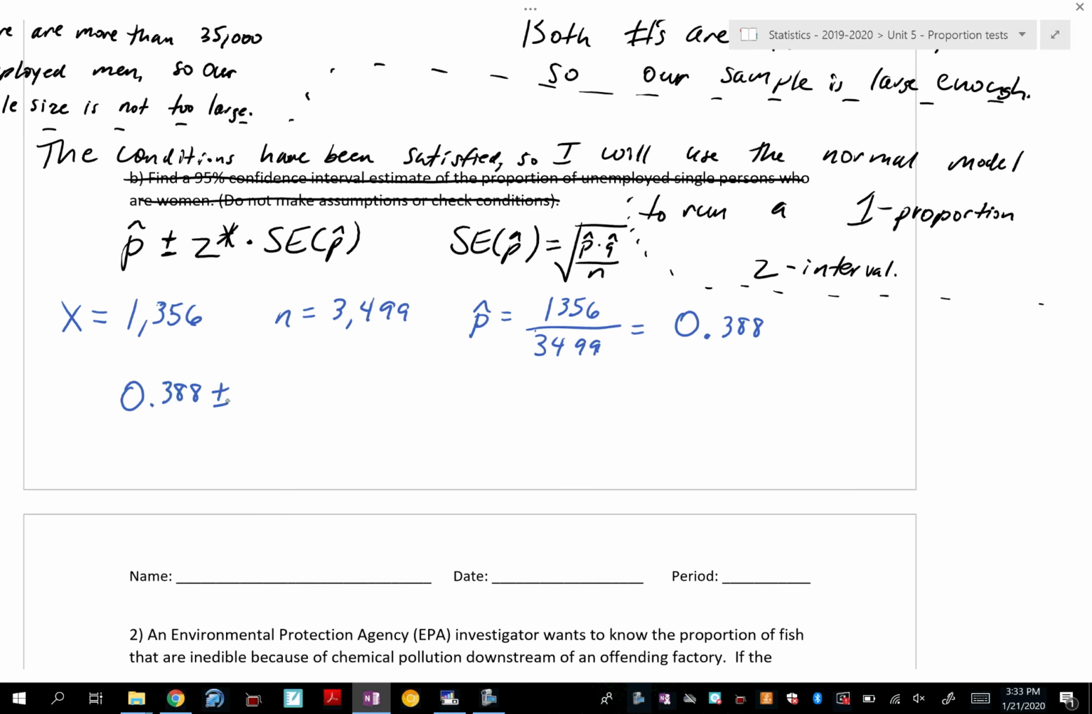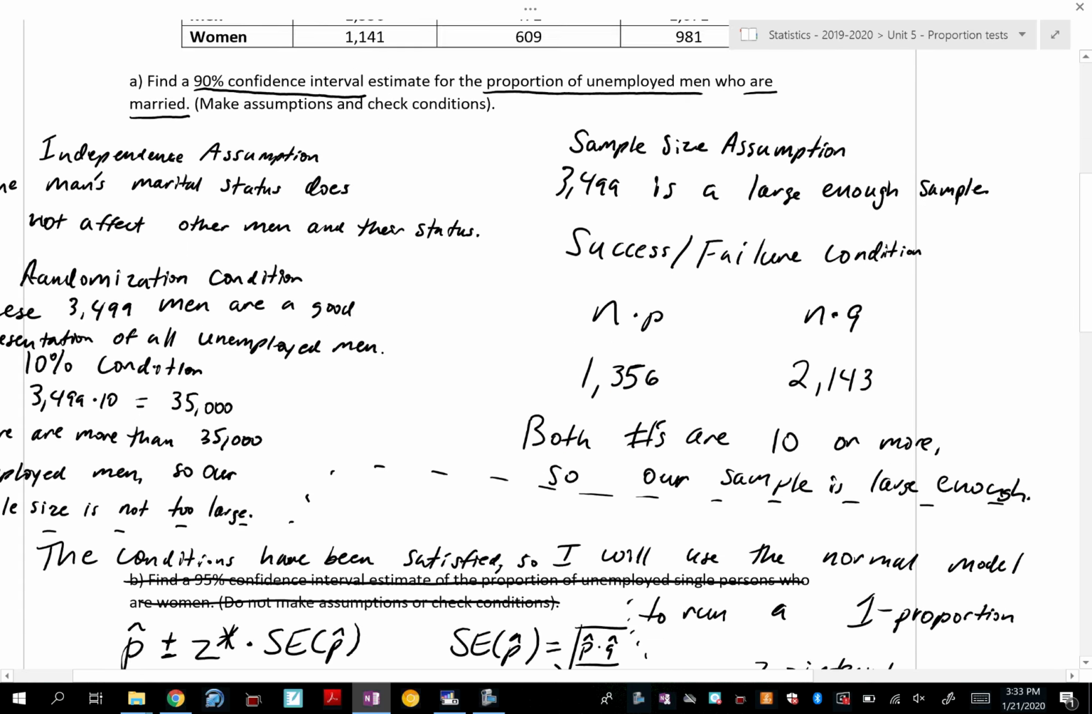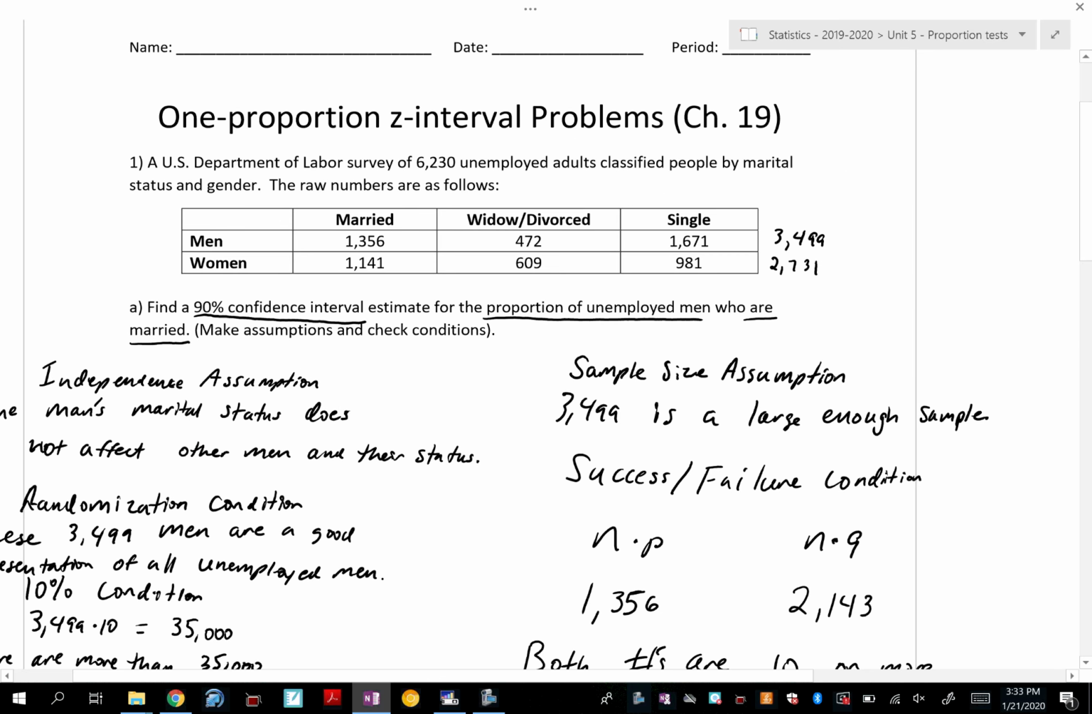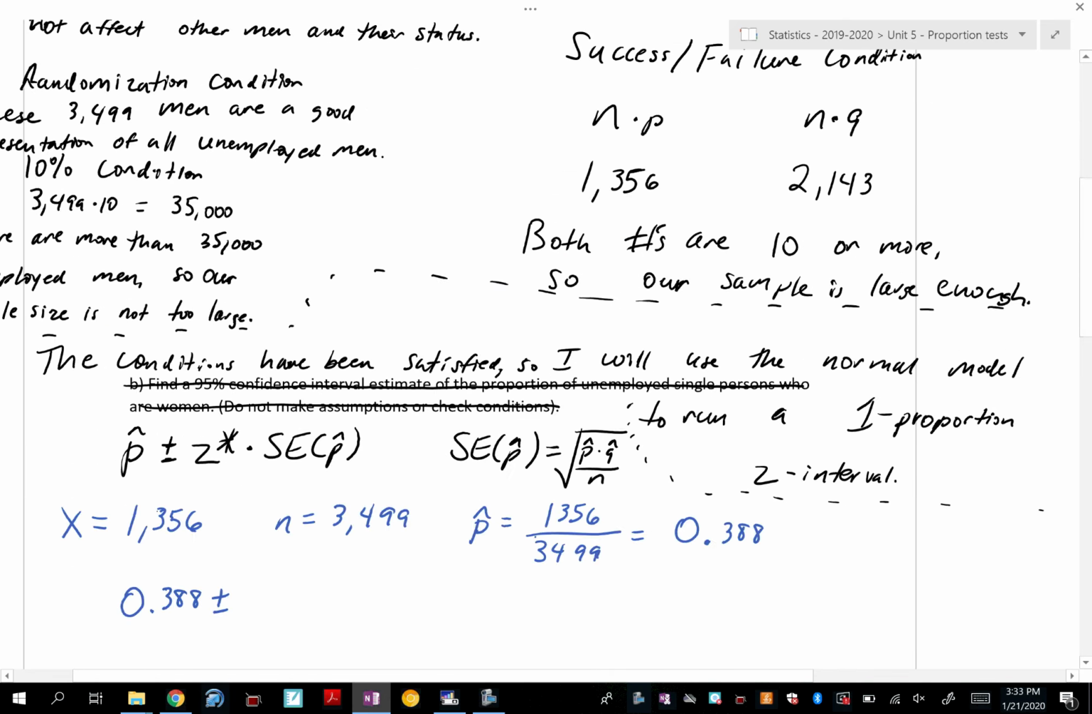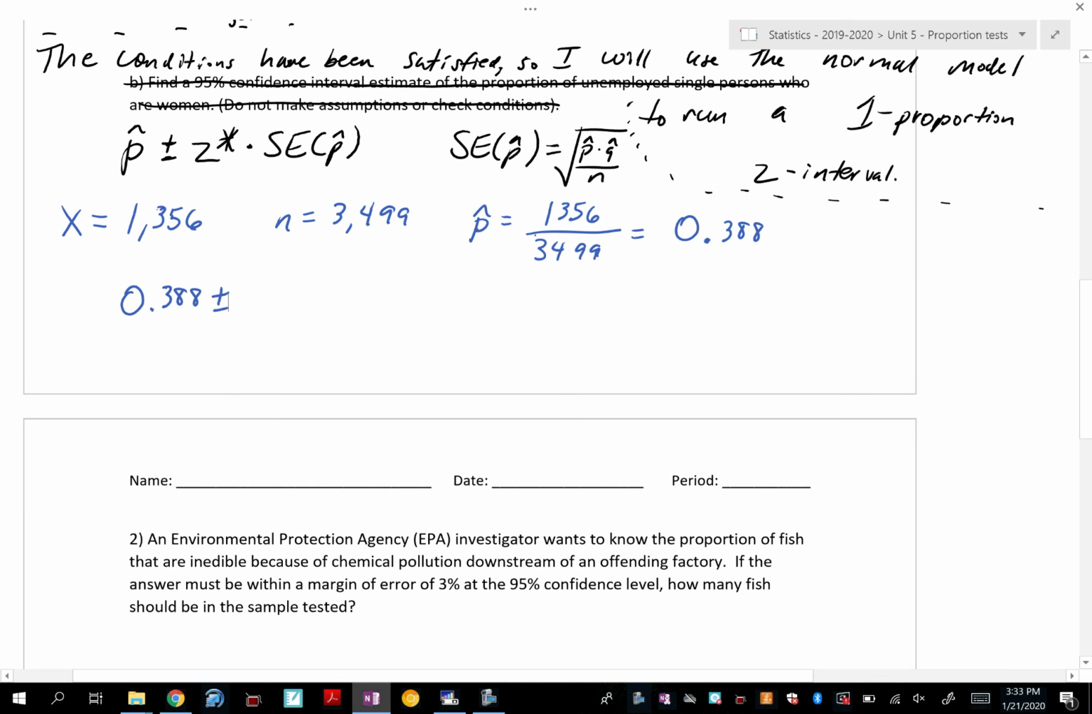Okay, so z star, we're doing 90% confidence. So the girls should know this. Bianca, what z star am I going to use for 90% confidence? 1.6. Bianca!